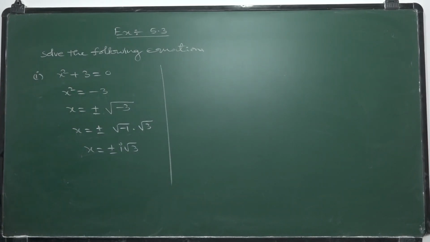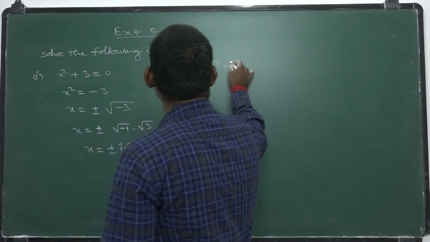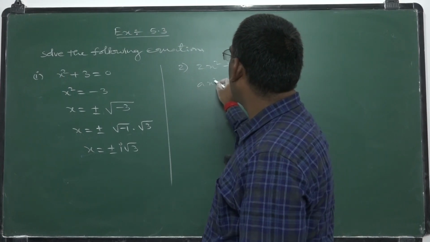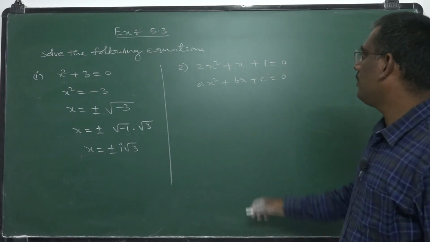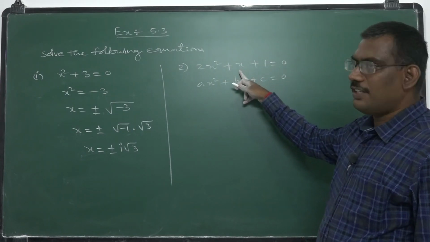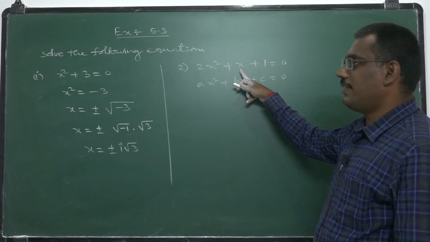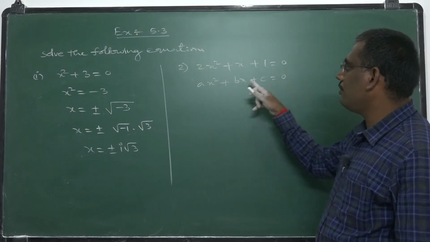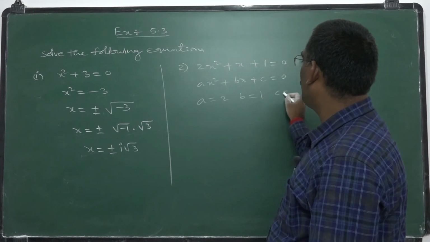Next, second problem. Solve the equation 2x square plus x plus 1 equal to 0. So comparing the equation with the general form of quadratic equation ax square plus bx plus c equal to 0. Actually the discriminant of this quadratic equation is negative. Therefore this equation has imaginary roots or complex roots. Therefore first compare the given equation with ax square plus bx plus c equal to 0. So a is equal to 2 and b is equal to 1, c is equal to 1.